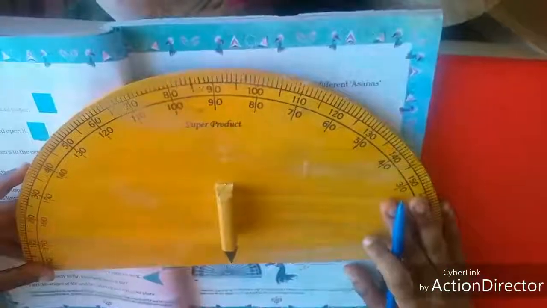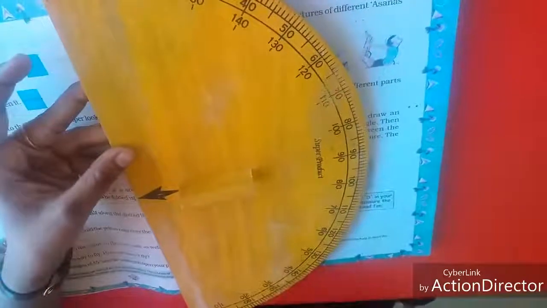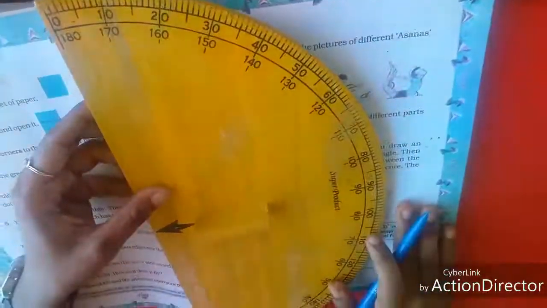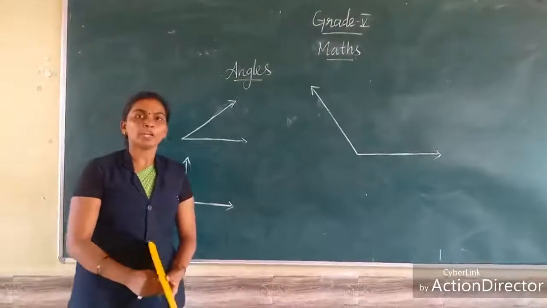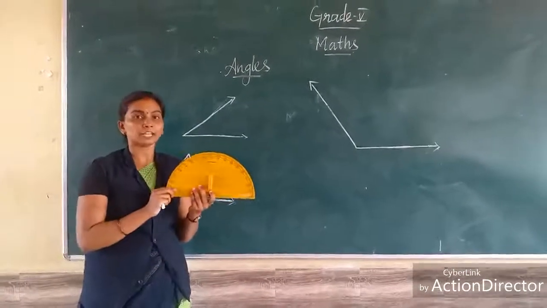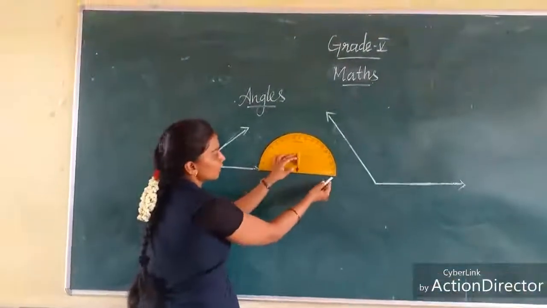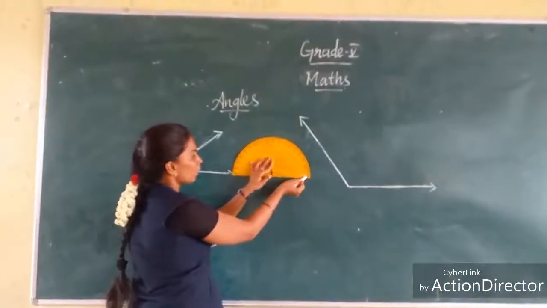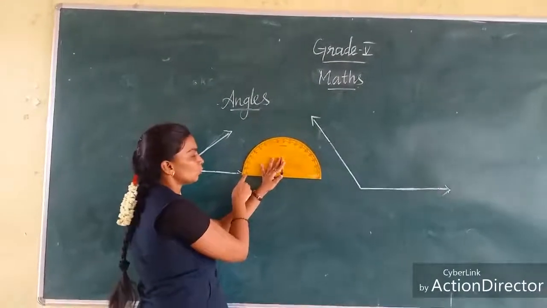D game means this is only D. This you can see in the geometry boxes. This is called a protractor. It looks like a D shape, no? So using the protractor only, we are going to play the game. Now I am going to explain how to measure the angle by using a protractor. See, look at this protractor. It starts from 0 and ends with 180 degrees.